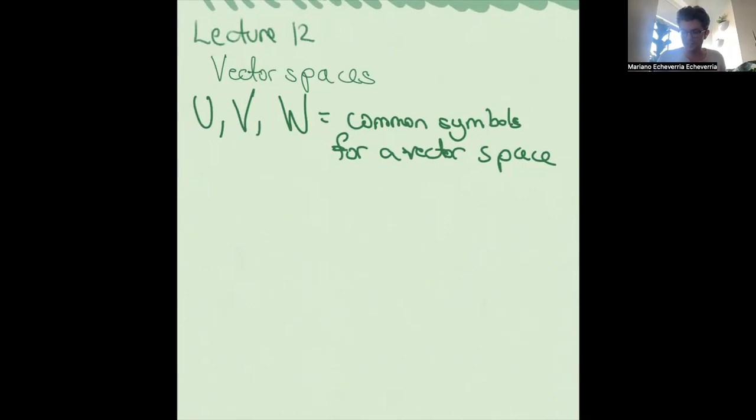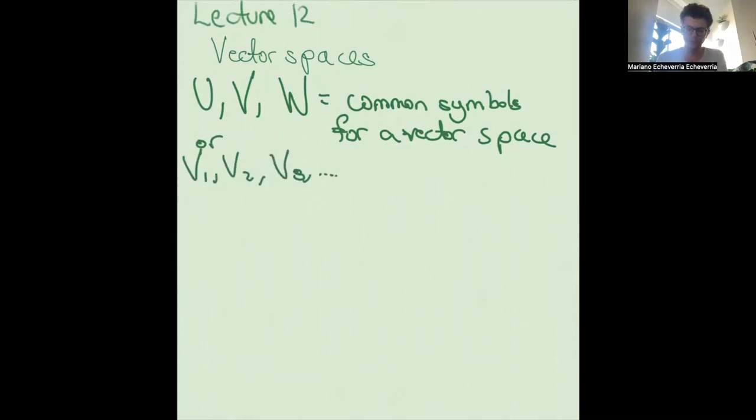Usually when we're talking about just a single vector space, we just use the letter V, but when there are multiple vector spaces at the same time, then you can use U, V, W or something like that. Or also V1, V2, V3, etc. So it depends on what you prefer.